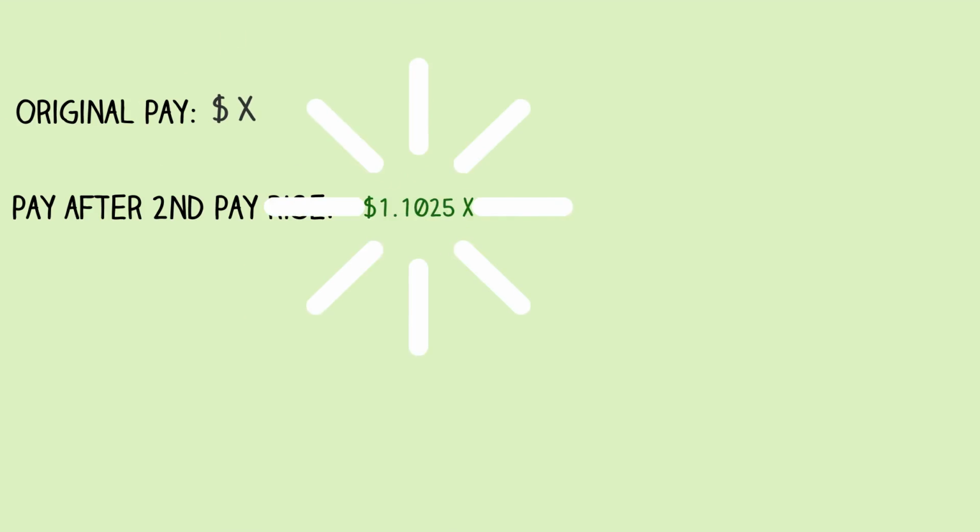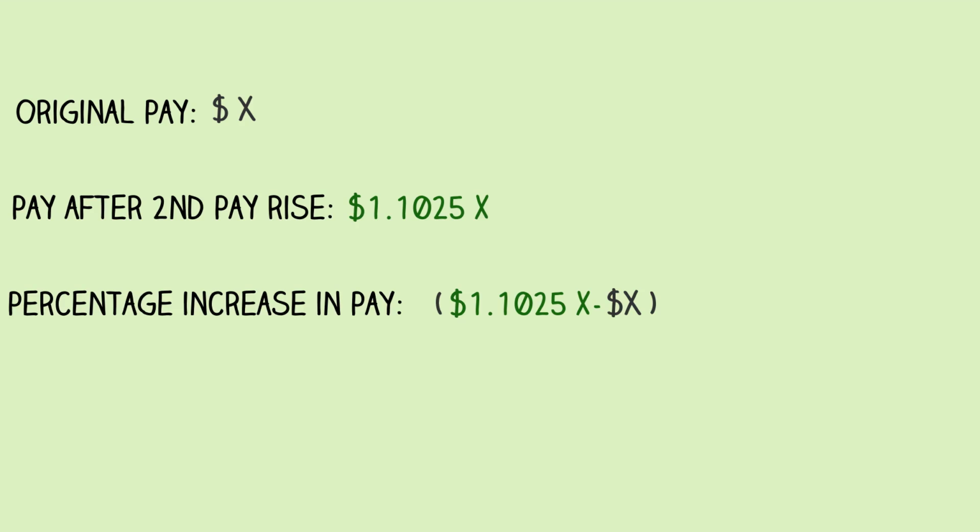We know that Peter's original pay is X dollars, and his pay after the two pay raises is 1.1025X dollars. So the total percentage increase in pay is the difference between his new pay of 1.1025X dollars and his original pay of X dollars, divided by his original pay of X dollars, multiplied by 100%, giving 10.25%. So these workings can justify why the total pay rise is not 10%.